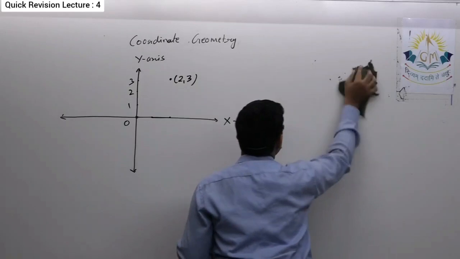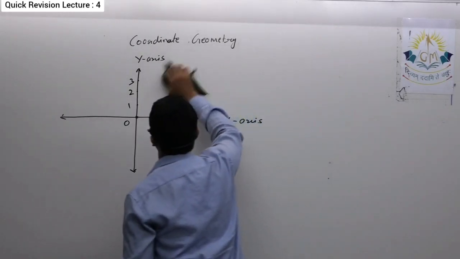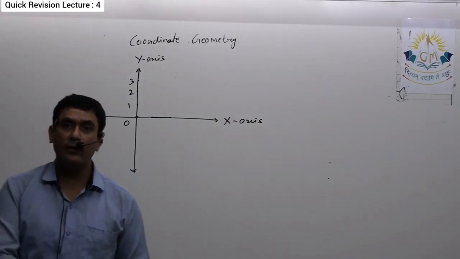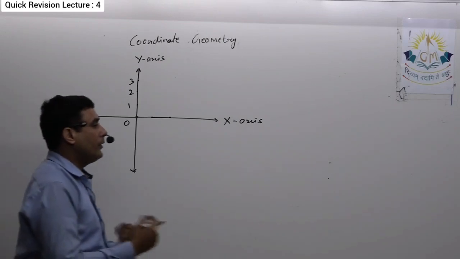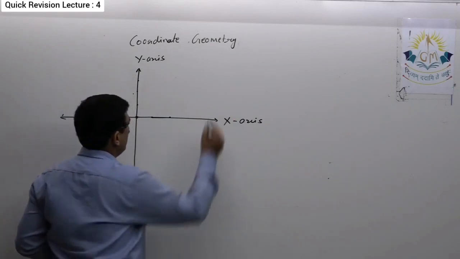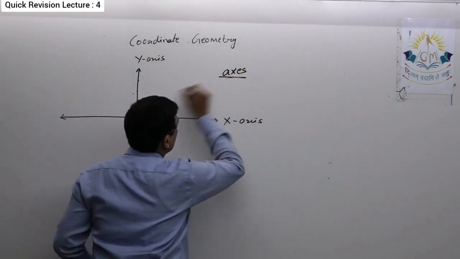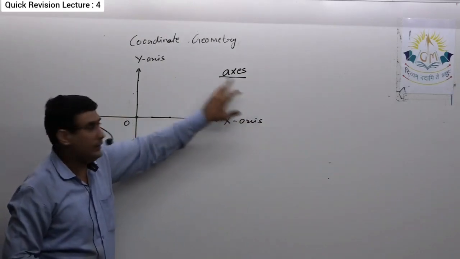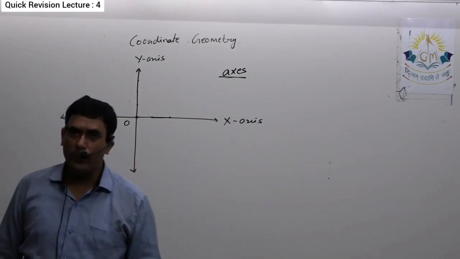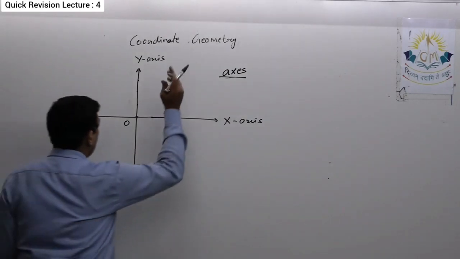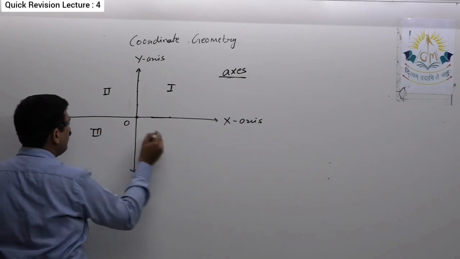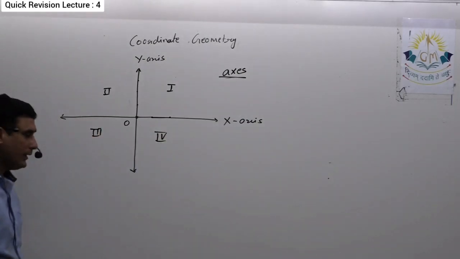Now next thing, generally in this chapter they do ask that some points will be given to you and they will ask you in which quadrant or in which axis the following points lie. Before I move to that, let me tell you about the quadrants. Here you can see these two axes, axes is the plural of axis. These two axes, the y-axis and x-axis, divide the plane into 4 parts, and these 4 parts are called the quadrants. If I start from this, this is the first quadrant, second, third and fourth. These are the 4 quadrants.